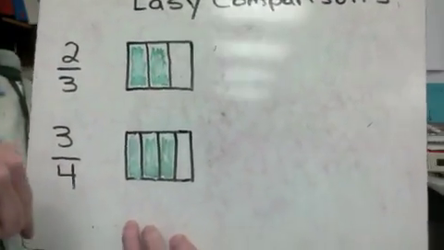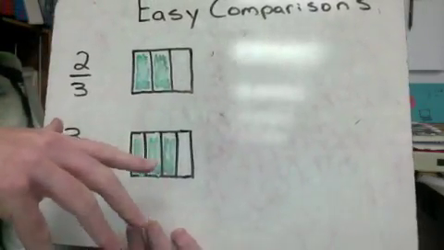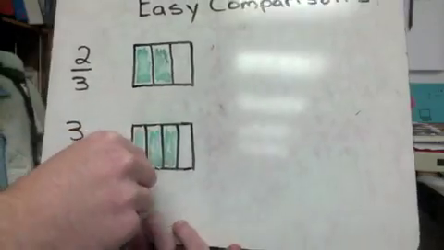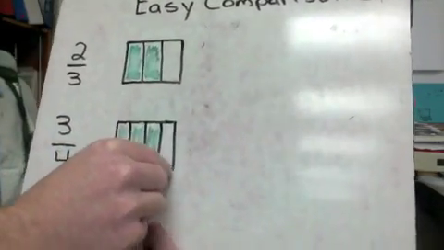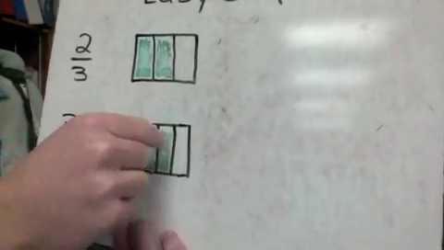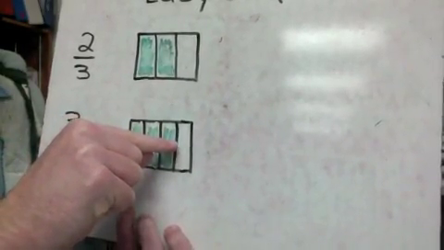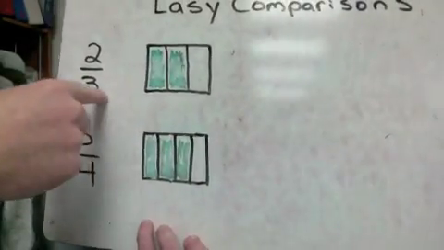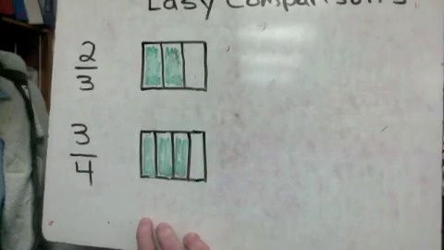And I can tell pretty easily, as long as I draw my picture correctly, as long as all my 3rd size pieces are the same and all my 4th size pieces are the same. It's pretty close, but I can see that this one down here covers a little bit more of the pan than this one up here. So my correct answer to this one would be 3/4 is bigger than 2/3.